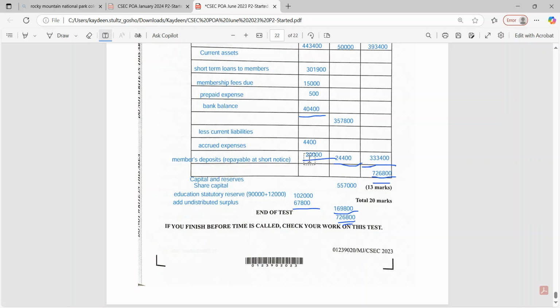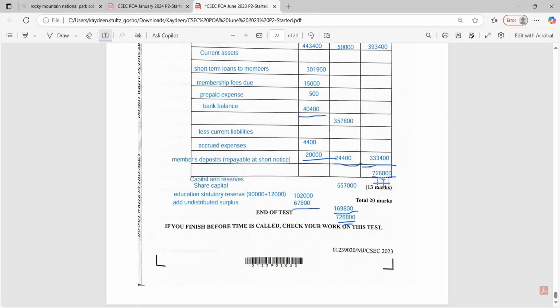So we add our current liabilities together, we get 24,400. We subtract it from our current assets of 357,800, and that gives us a total working capital of 333,400. We add our 333,400 to 393,400, which is our total assets. That gives us 726,800. Now we're at our capital and reserve section.